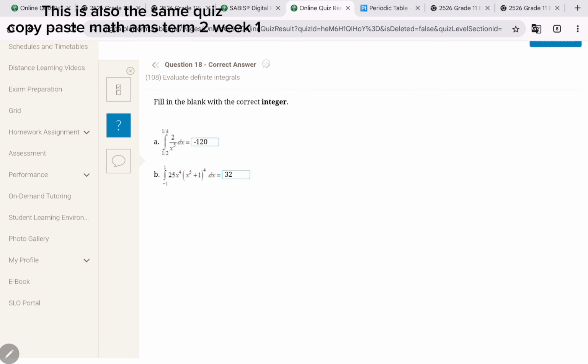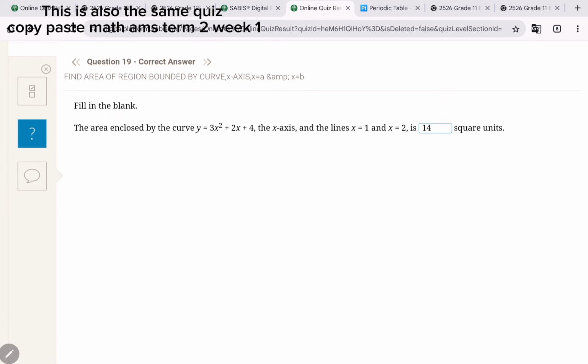We move on to question number 19. You're enclosed by this curve, the x-axis and the lines x equals 1 and x equals 2. Perfect. Here is a perfect example. When you try to find the roots of these, you will see that they're imaginary numbers. So directly, I go to this, and I'm like, okay, you are now my roots, you're now my boundaries. So now my boundaries from 2 till 1, you need to do integration of 3x squared plus 2x plus 4.